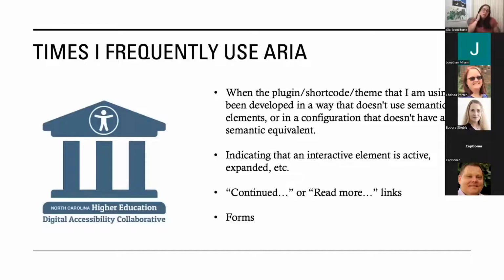So the first one is when I'm using a plugin, a shortcode, or a theme that has been developed in a way that doesn't use semantic elements or in a configuration that doesn't have a semantic equivalent. So we use Events Calendar Pro that has a lot of elements in it that are not semantic. Forms are one of these. There's frequently plugins with WordPress or shortcodes with WordPress that don't think about ARIA or were created before the widespread adoption of web accessibility standards.